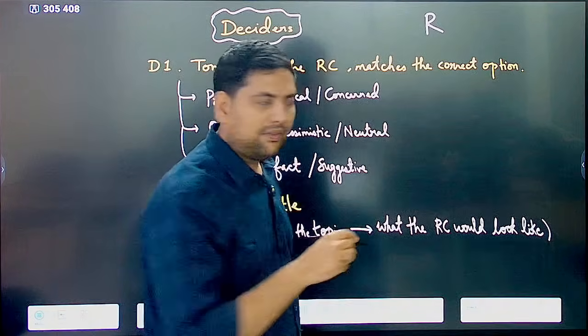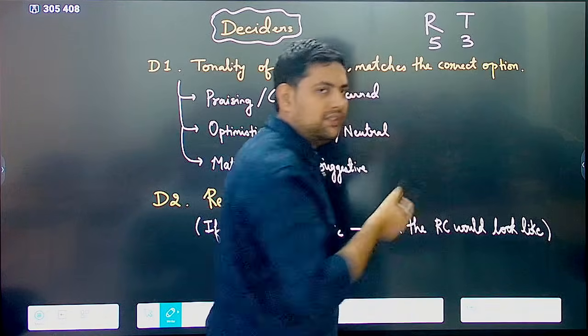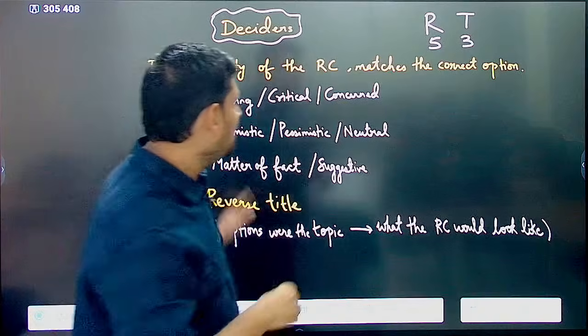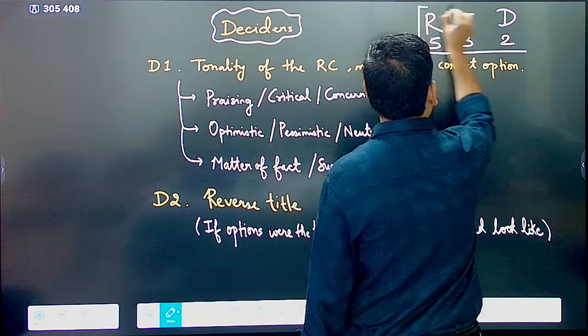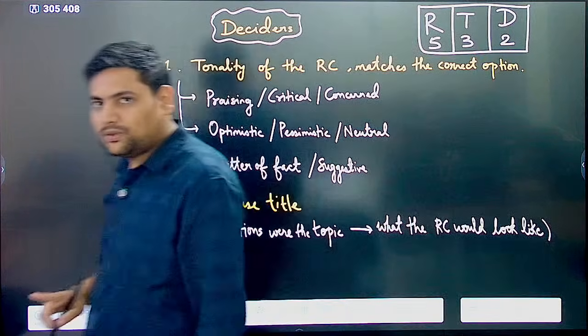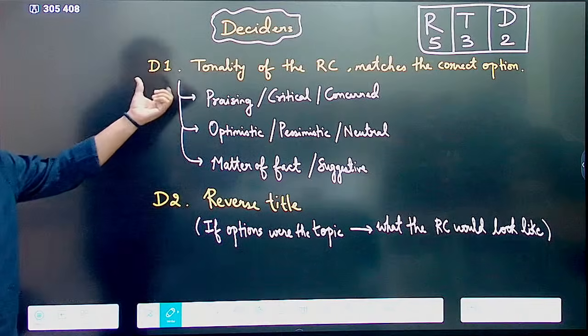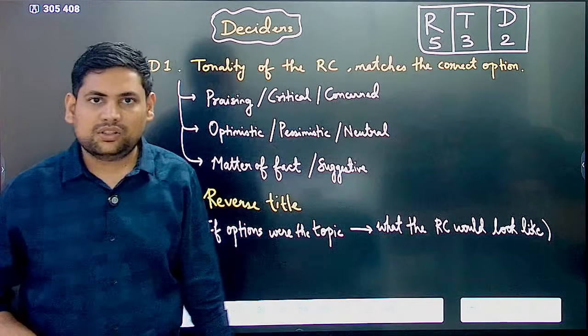Correct? Those 5 rules we learned. Then the 3 traps that we learned. And the last thing is the deciders. If these are also not working, then these are the 2 deciders that you can use. Now, what are they? So first is tonality of the RC usually matches the correct option.